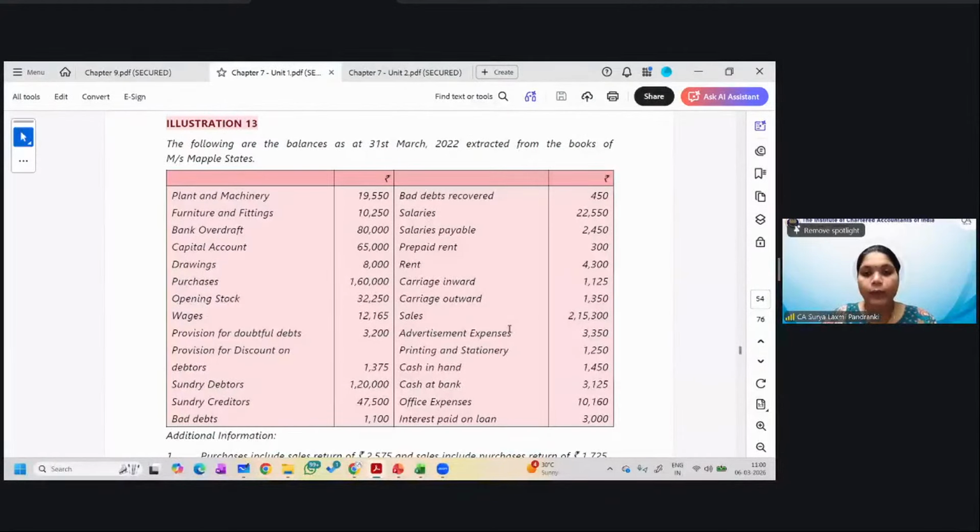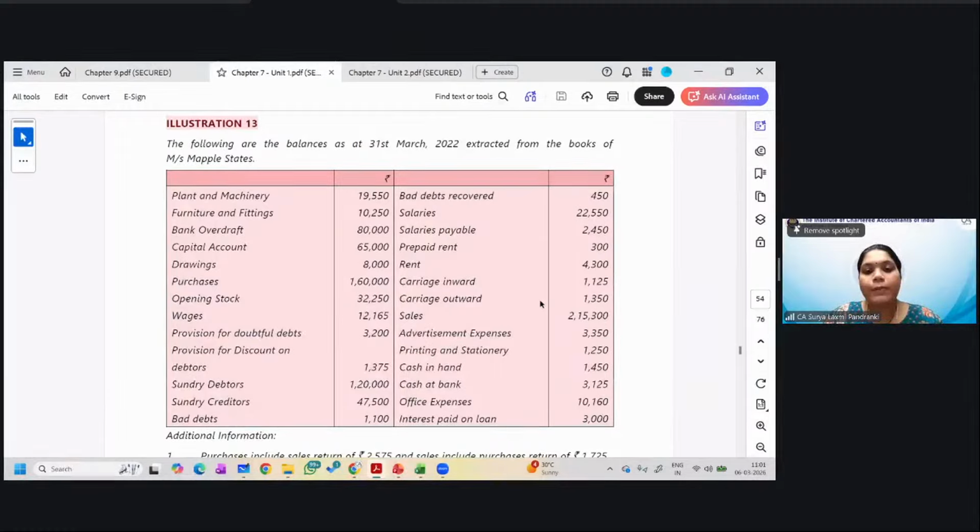Right. I'll do one question. Most of you were asking about the provision for doubtful debts and all these things, right? So I will do this question so that you have clarity on how a provision for doubtful debts or a provision for discount on debtors, how these two accounts are mostly taken care of, and then you'll have more clarity of how it should be prepared when we are preparing the final accounts, right? Let us look at this question once.